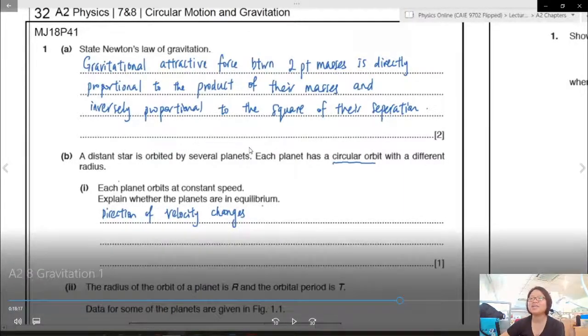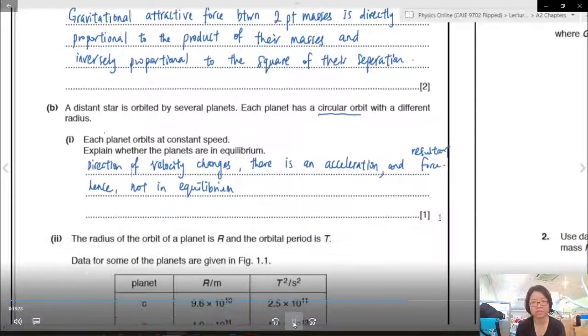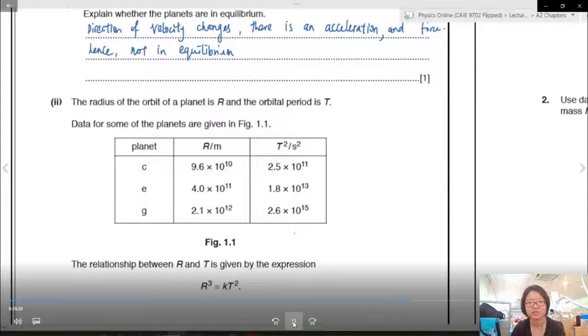Okay? Anyway, here you have a distant star orbited by several planets. Each planet has a circular orbit. Big hint, giant hint, centripetal force. Okay? So right now, each planet orbits at a constant speed. Explain whether the planets are in equilibrium. This is a throwback to the previous chapter. Okay? Because the direction of the velocity will change in a circular orbit, there has to be acceleration. If there's acceleration, it is not in equilibrium, because when you have acceleration, you have a resultant force, and this resultant force is fondly known as centripetal force.